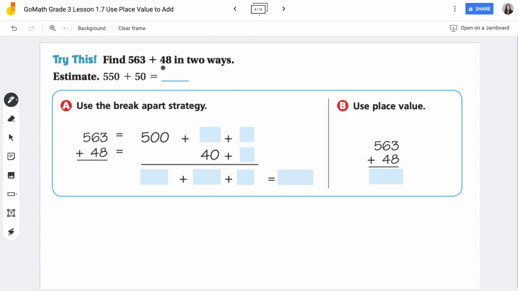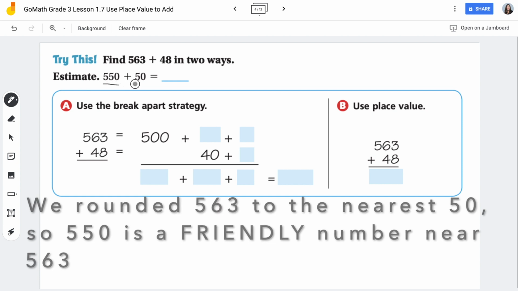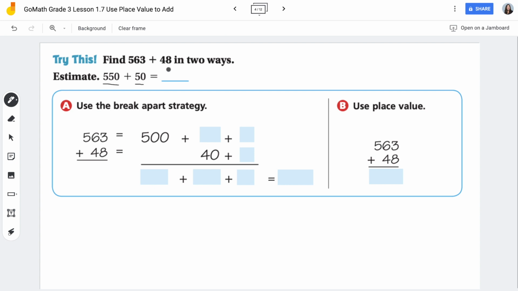We're going to try to find 563 plus 48 in two ways. We'll start with our estimate. And notice in this estimate, we're not rounding to the nearest 100. We're going to round to the nearest 10. So they gave us 550 plus 50. Because if we were going to round 48 to the nearest 100, it would round to 0. So we're going to round to the nearest 10. So 550 plus 50 is 600. So that's our estimate. We're going to be somewhere in the neighborhood of that.